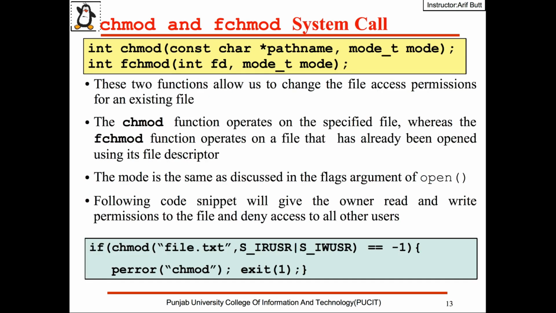Well, let me move ahead. These 2 functions allow you to change the file access permissions of an existing file. If you have the name of a file, you can mention the name and the mode here. And if you have a file already opened, you can use the file descriptor and the mode. The permission of that file will be changed. So this is a sample code. Please go through the man page of these calls and write hello world programs as a proof of concept.